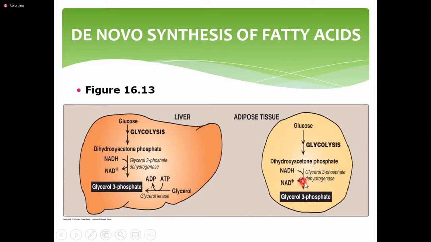بينما في الاديبوز تيشو we have only one route, glycerol 3-phosphate molecule. And ليش بدي الجليسرول 3-phosphate molecule؟ عشان أربط عليه الفاتي أسيد in order to generate fats.